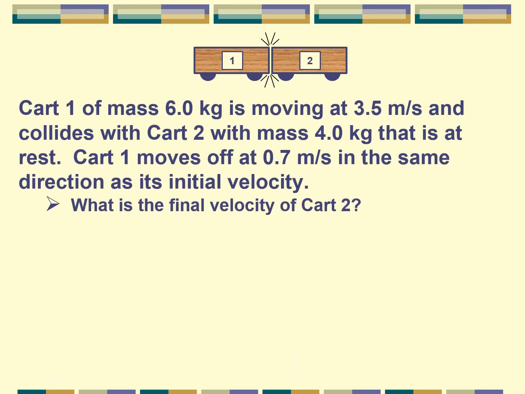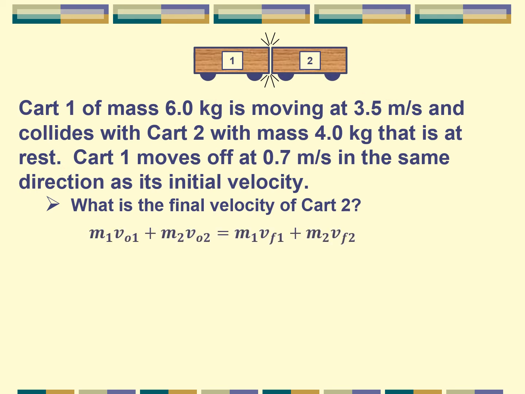In this example, it says car 1 of mass 6 kilograms is moving at 3.5 meters per second and collides with car 2, of mass 4 kilograms, that is initially at rest. Car 1 moves off at 0.7 meters per second, the same direction as its initial velocity. All right, so car 1 is initially moving 3.5 meters per second, comes in and hits car 2. Car 1 initially at 3.5 ends at 0.7, so it slows down. Car 2 is initially at rest, so it has an initial velocity of 0, and then starts moving off at some velocity that we have to figure out.